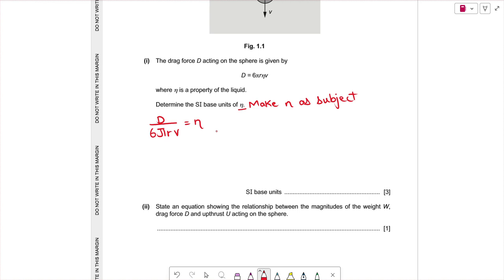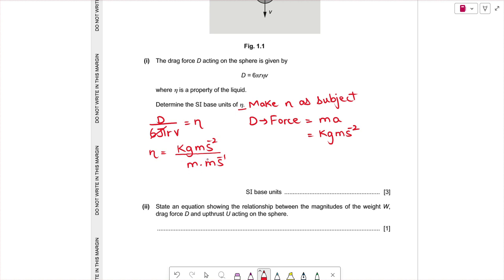Once you have made eta the subject, now we need to know the SI base units of each of these variables. Since D is the drag force, the formula for force is F is equal to ma. m is the mass, and the unit of mass is kg. Acceleration is in meter per second square. That means the SI base unit of force is kg meter per second square. Whenever we have to find the SI base units, we always neglect these constant numbers. So instead of D, let's write its SI base unit, kg meter per second square, whole divided by r, the radius, which is in meter, and v, the velocity, which is in meter per second.